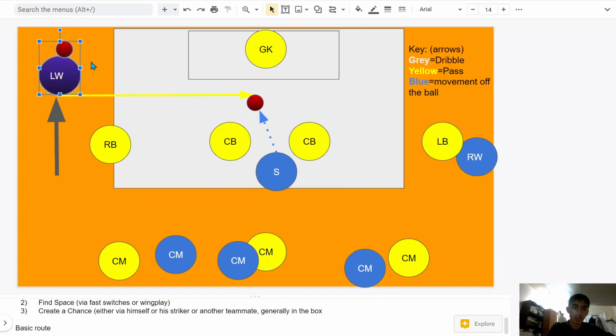Your job is to supply the ball to someone who can score or to score yourself, right? Otherwise, you failed at your job, right?